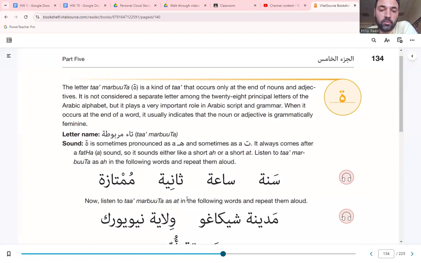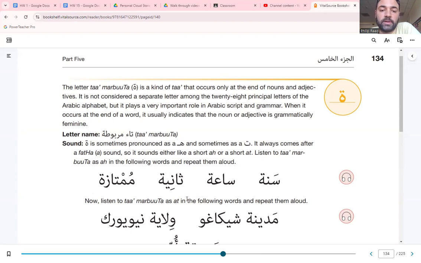When it occurs at the end of a word, it usually indicates that the noun or adjective is grammatically feminine. So it's called ta marbuta. It corresponds to the ta tawila, which is the long ta that we worked on actually in our very first homework with ba, ta, and tha. So ta tawila, a long T, and this is ta marbuta, a tied T.